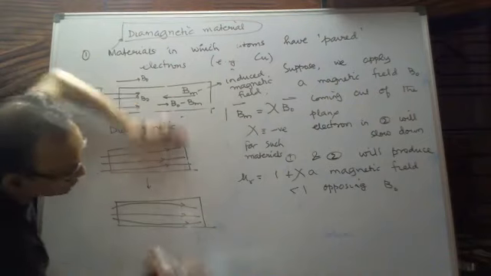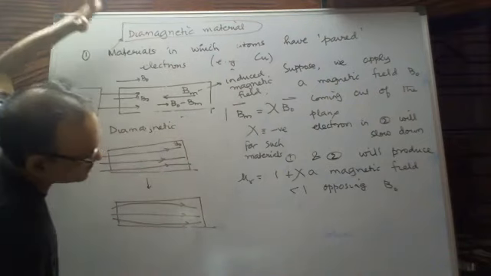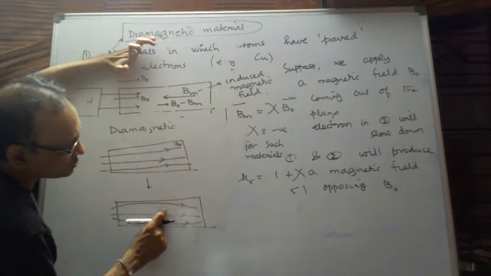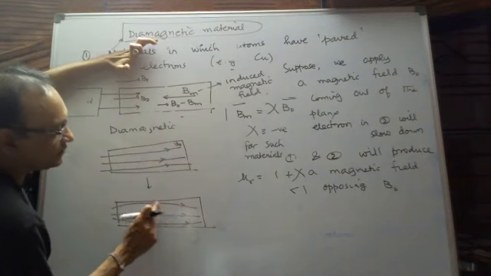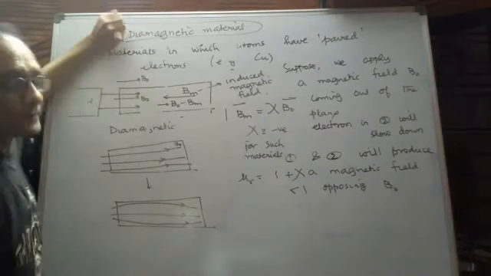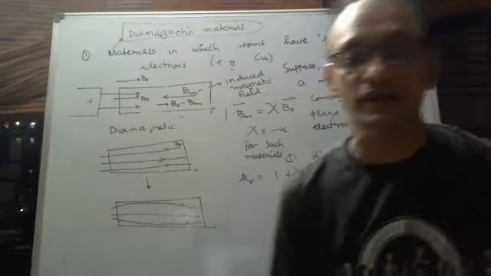I hope you realize these magnetic lines of force are repelling each other, so that density of lines of force will decrease and will become less than B naught. ठीक है? What happens in diamagnetic materials?